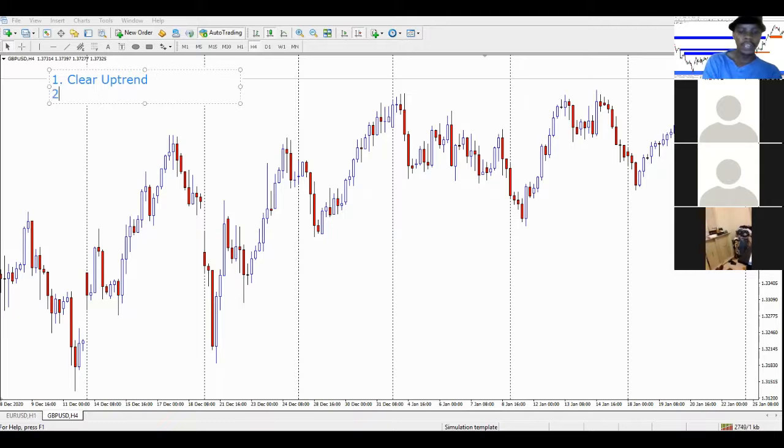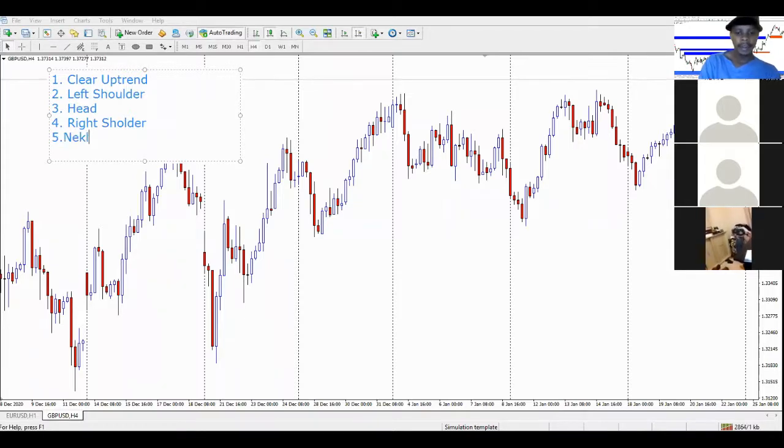So number two, you can take your notes if you like, we want the left shoulder. And then number three, we want the head. Number four, we want a right shoulder. Number five, for it to be confirmed, we want a neckline. Remember, without the neckline being broken, then we don't have a proper head and shoulder pattern.